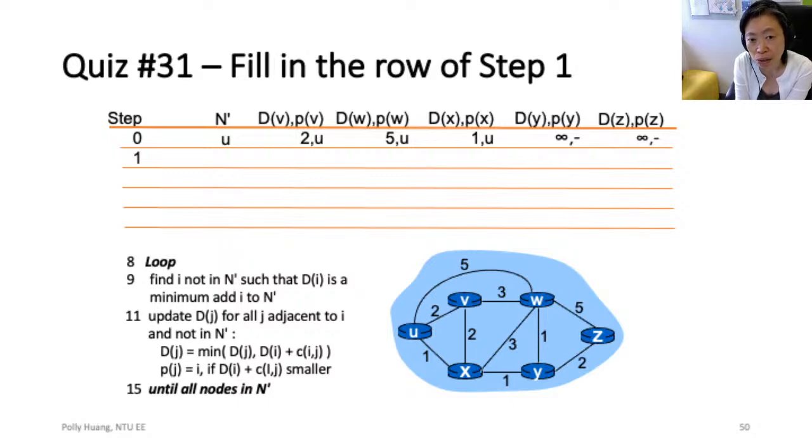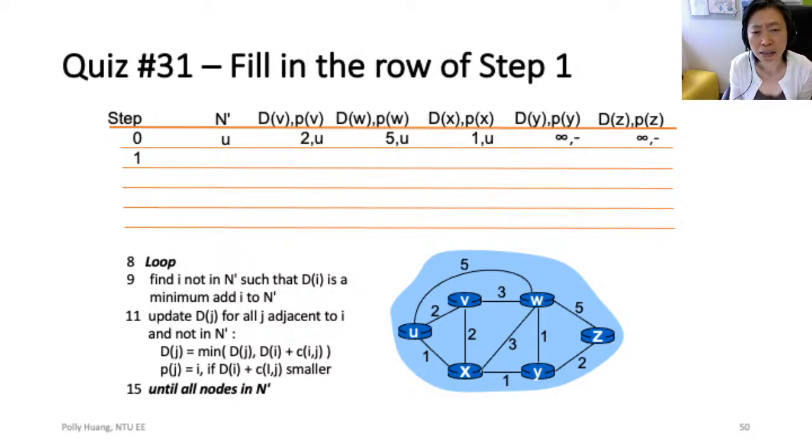Okay, so let's get into the loop. Step 1, find the I such that the I is the minimum. And then complete step 2 as well. Update the dj for all the j adjacent to the I and not in n prime. And then update dj and update pj. Okay, let's just do this for step 1, meaning filling the row that says step 1. Yeah, this one might take a little bit of time. Set 5 minutes here. Okay, Polly didn't do this quite yet.